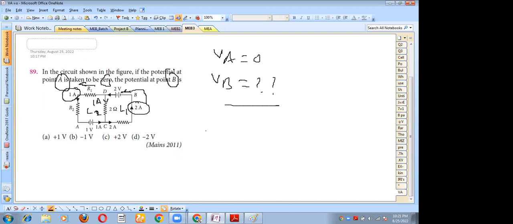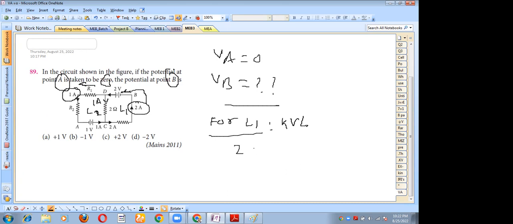Also in the question it is given that VA is 0. So now we can apply Kirchhoff's law. For L1, we will apply the KVL for L1. So what can we write? We will start from the cell.